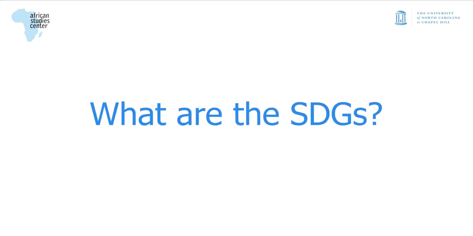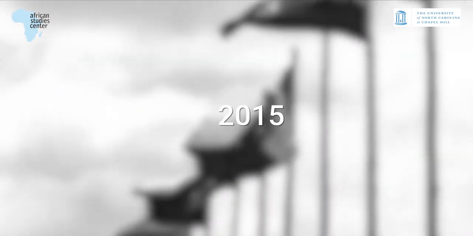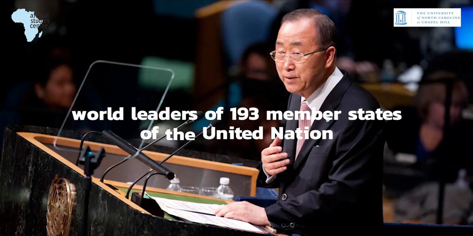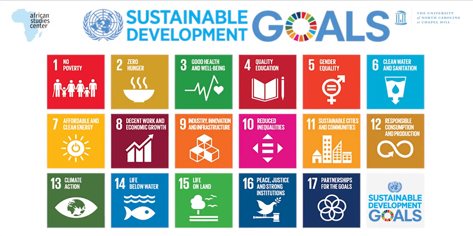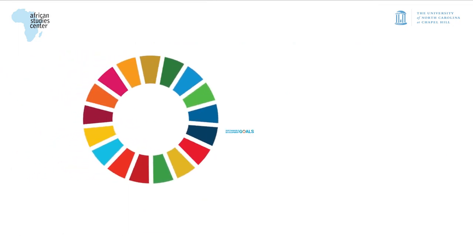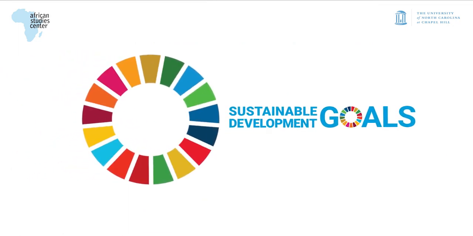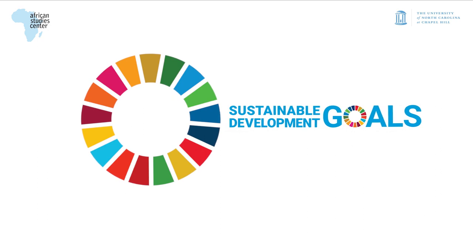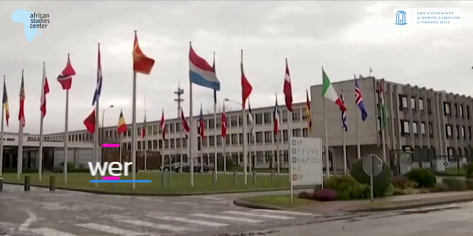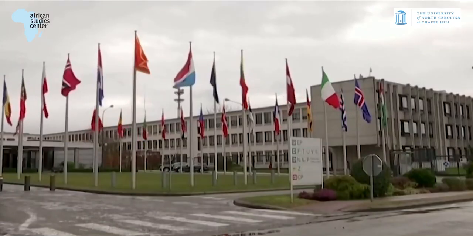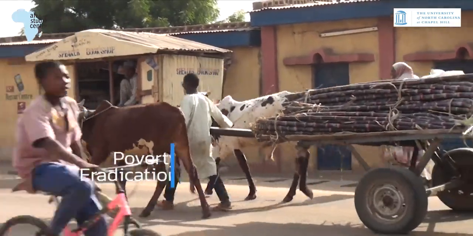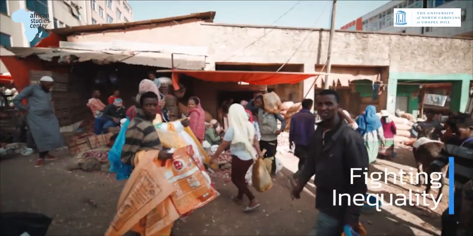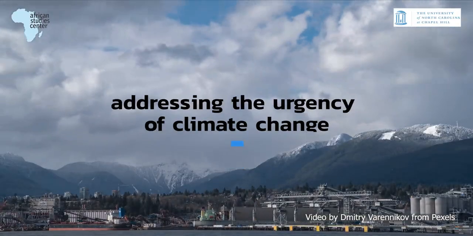What are the SDGs? In 2015, world leaders of 193 member states of the United Nations agreed to 17 global goals, officially known as the Sustainable Development Goals and pronounced SDGs. These goals were carefully identified as having the potential to change the world by 2030 through poverty eradication, fighting inequality, and addressing the urgency of climate change.